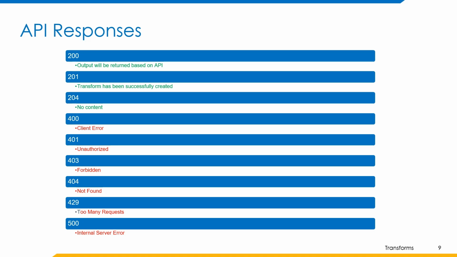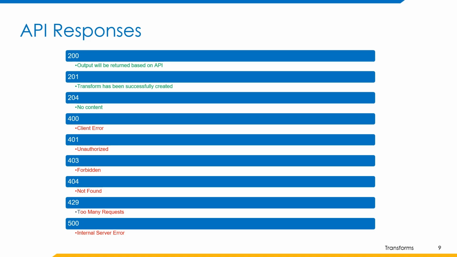These are all the API response codes which we will be receiving. The response code will range from 200 to 500. The response code 200 indicates a successful API call and the output will be returned based on the API. For example, if we use the list transforms API, then a list of all transforms will be returned. The response code 201 indicates that the transform has been successfully created. 204 indicates the request was successful, but there is no content to be returned in the response. We can see this response when we delete any transform.